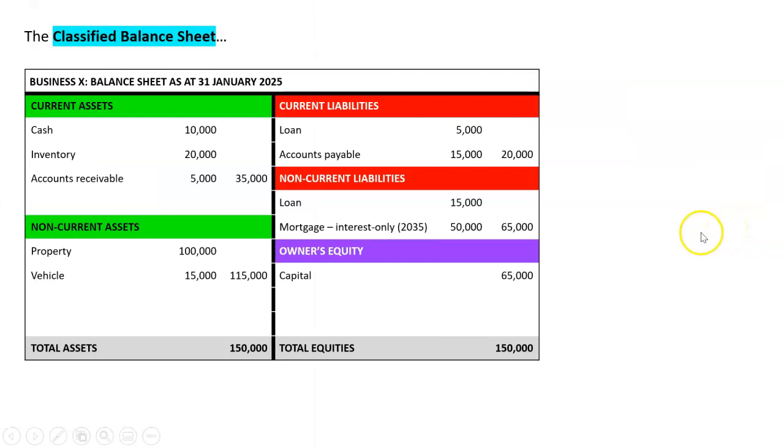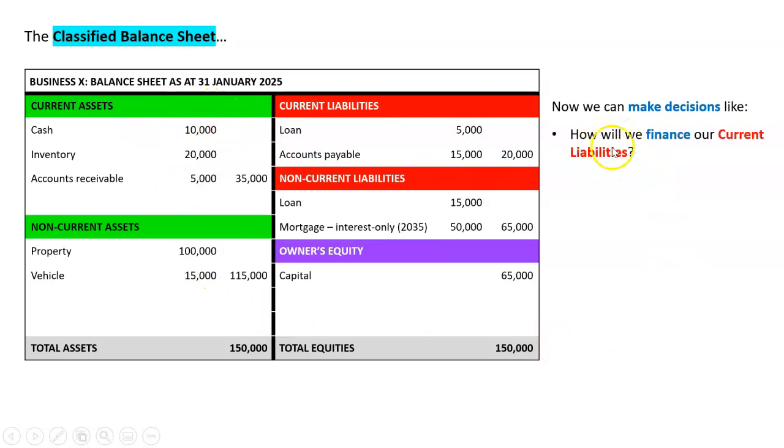How does a classified balance sheet help us do that? Well, let's look at this. We can now make decisions with this information. So here's a nice classified balance sheet again. How will we finance our current liabilities? Well, it says they're 20,000. Okay, I can go, well, I've got 10,000 cash here, 5,000 accounts receivable. They only need another 5,000, so I need to sell $5,000 of inventory, for example.